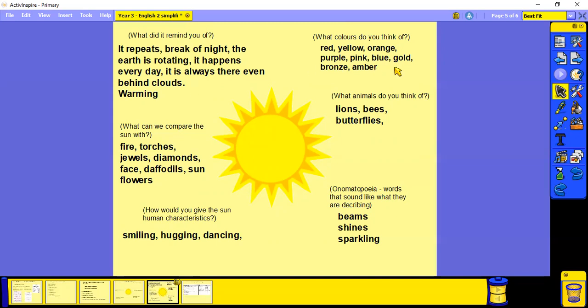So what colours do you think of? I thought of red, yellow, orange, purple, pink, blue, gold, bronze and amber. What animals did it make me think of? Well, it made me think of lions, a bit like Philip Larkin's poem, and bees and butterflies. What could we compare the sun with? Fire, torches, jewels, diamonds, a face, because quite often we see the sun with a face in, daffodils and sunflowers. What human characteristics would we give the sun? Smiling, hugging, dancing. And then onomatopoeia: beams, shines, sparkles.